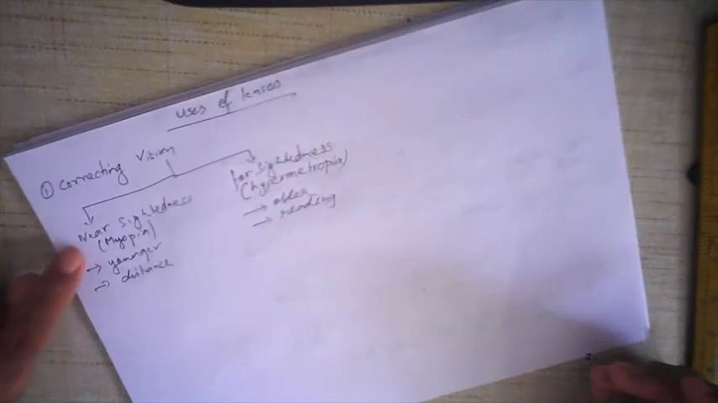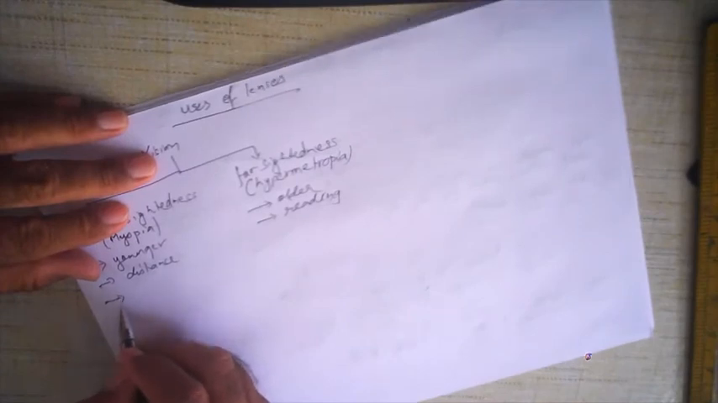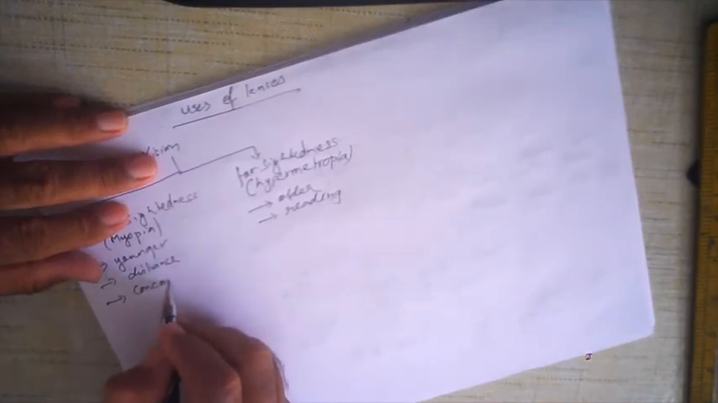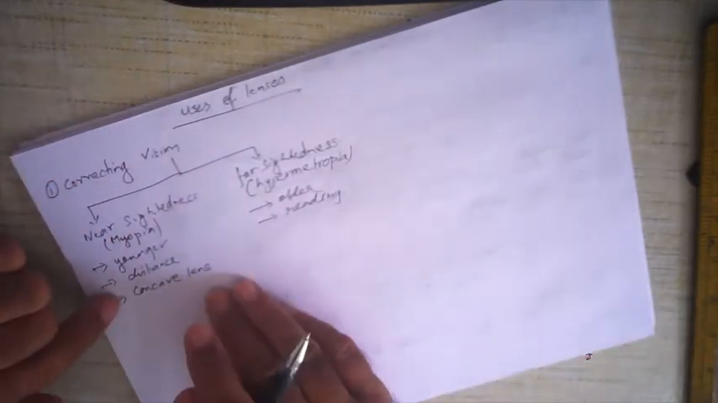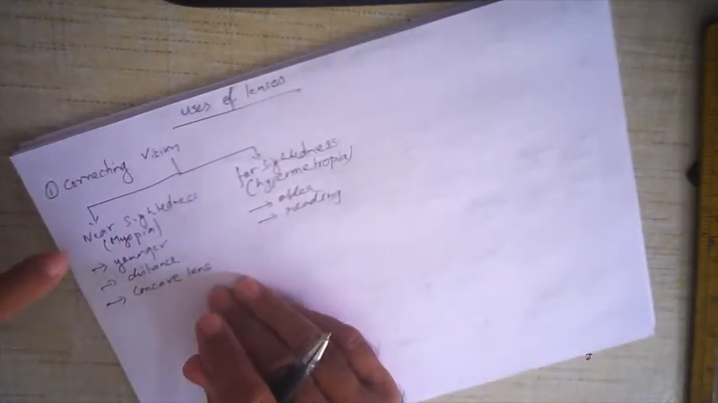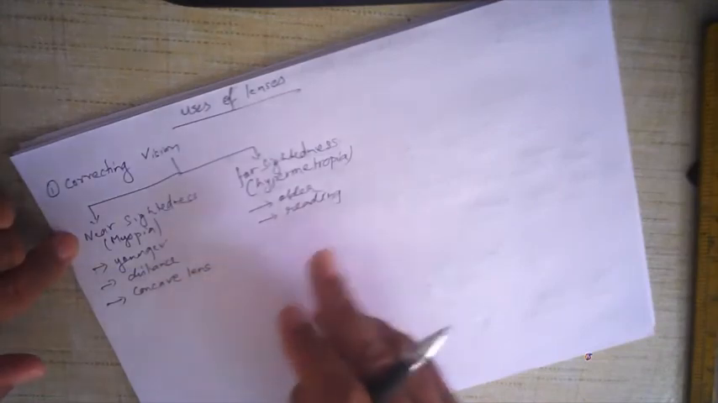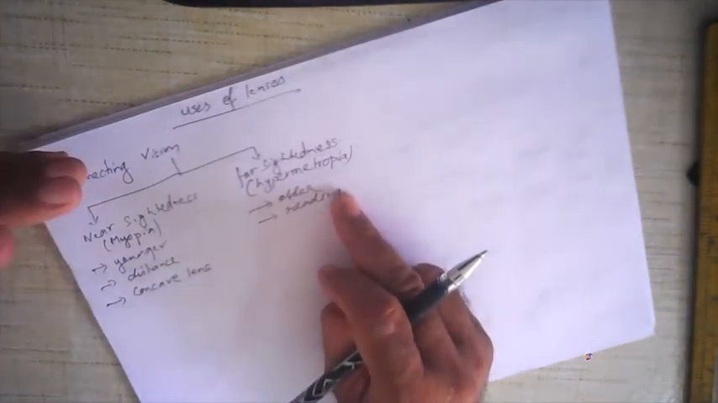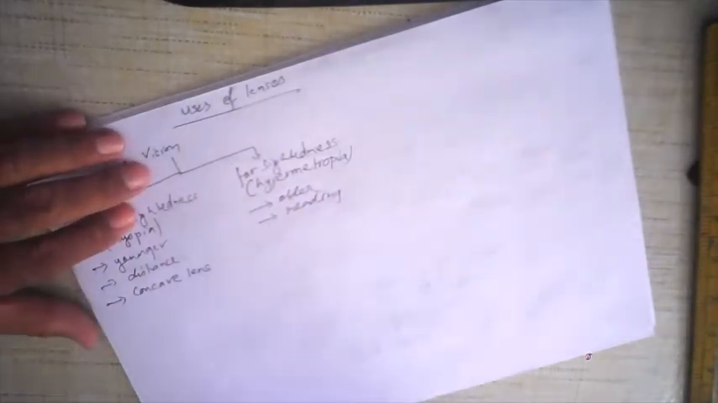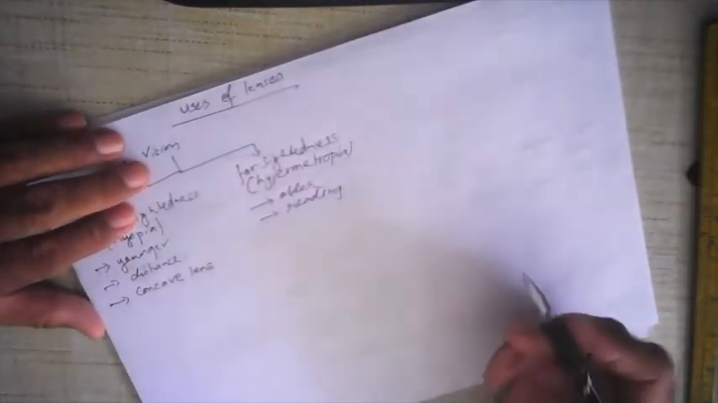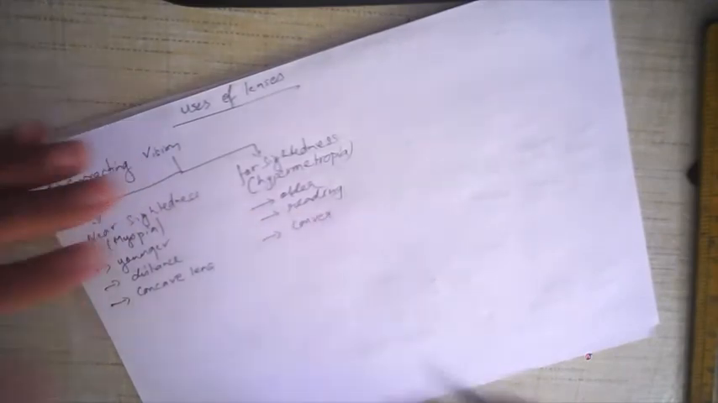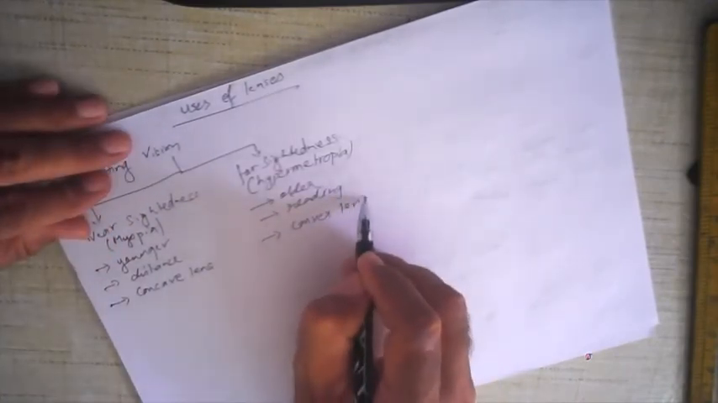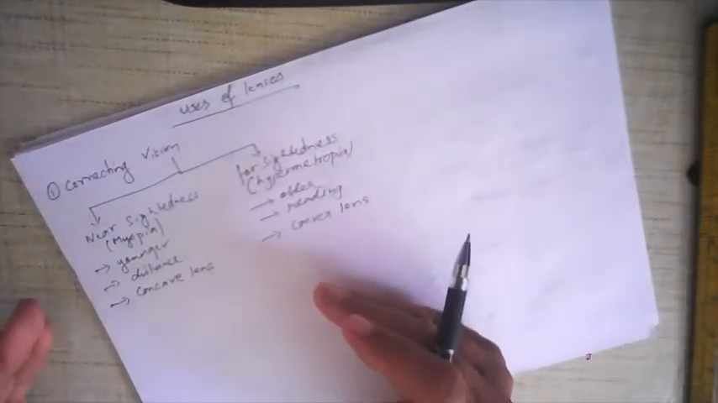So for correcting nearsightedness, we use a concave lens. A concave lens is used because it is a diverging lens. And farsightedness means those people can see far off objects quite clearly, but when it comes to nearby objects, they require reading glasses, and for such they use a convex lens, a converging lens. A convex lens is used to correct such vision. So these are uses of lenses.